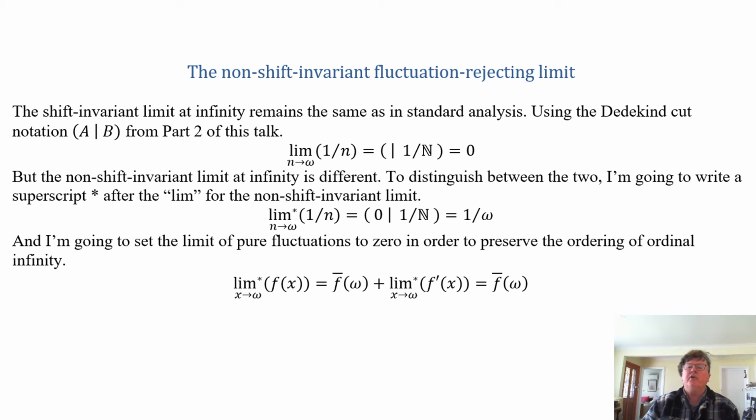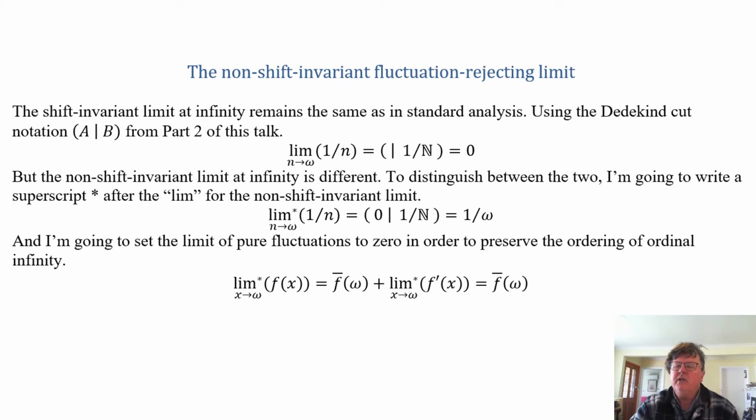So putting the two previous slides together, we come up with this. The shift-invariant limit at infinity remains the same as in standard analysis, using the Dedekind cut notation, A, B, from part 2 of this talk. Now, A is a set of numbers less than the number we're interested in. B is a set of numbers greater than the number we're interested in. And the A-B defines a number which is greater than the smaller numbers and less than the larger numbers.